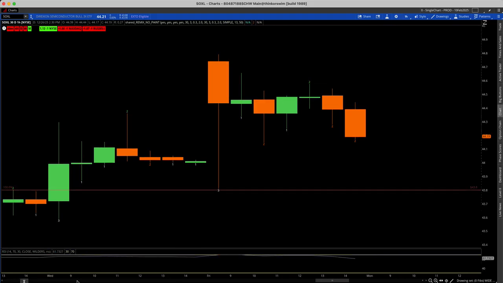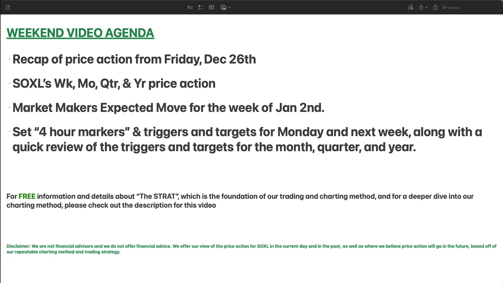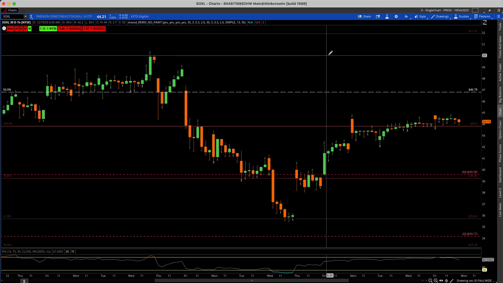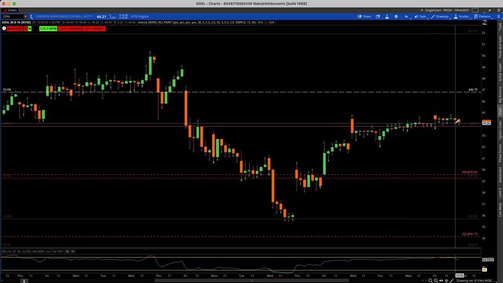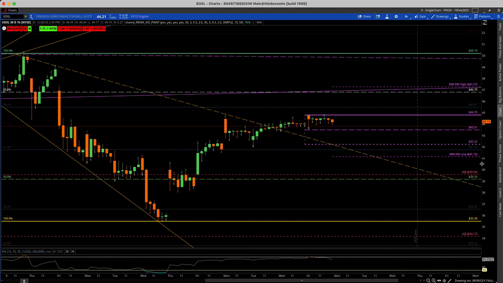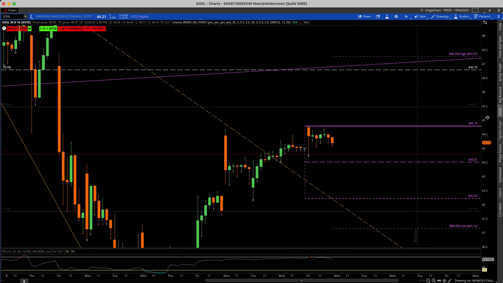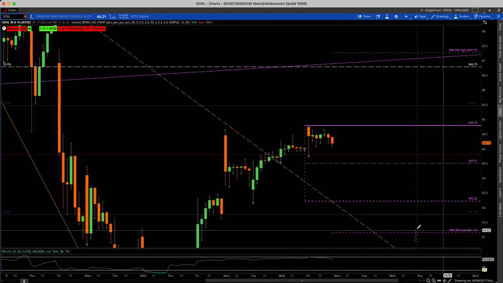Now that we looked at the zoomed out view, let's look at the market maker's expected move. Let's go back to the right chart. Let's just go with the daily. All right, so we can see that the market maker's expected move for this week is between 47.27 and 41.15.